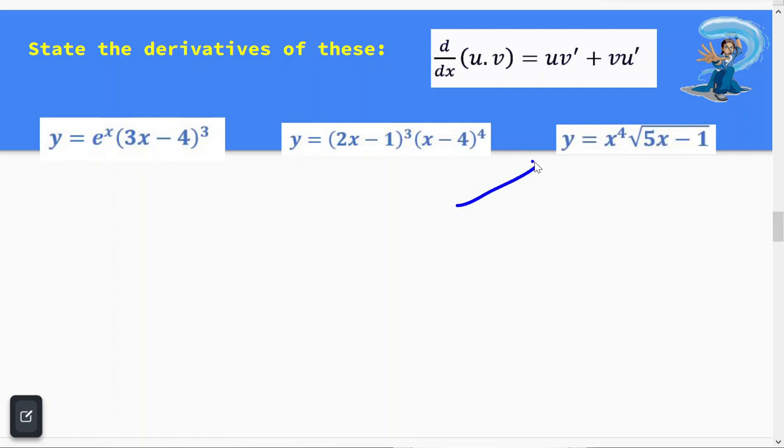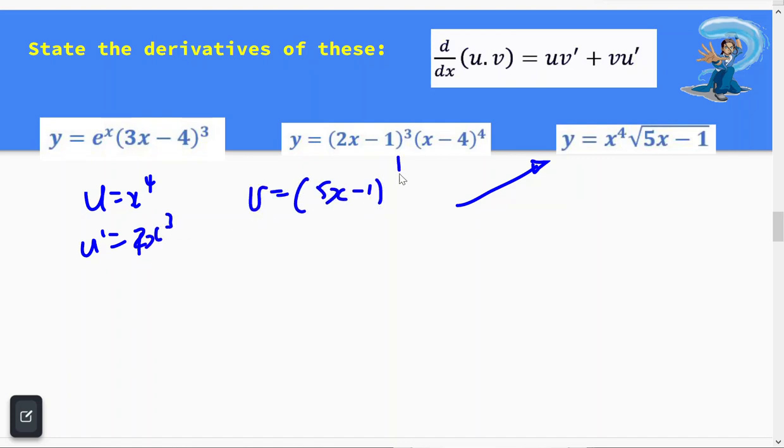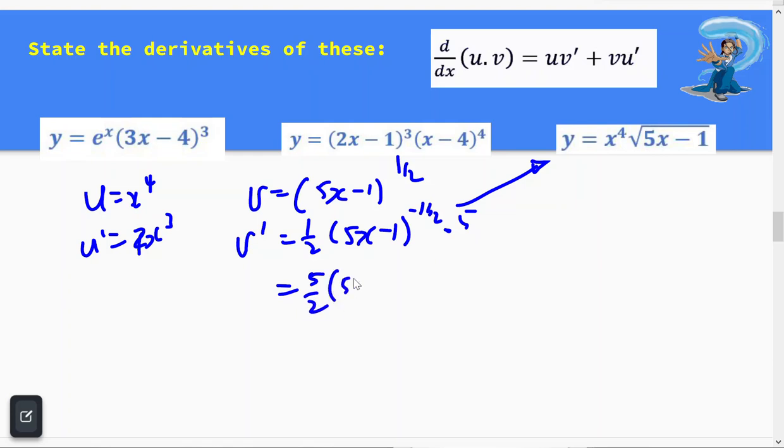Last example that I'll do, but of course I've got all the worked solutions, is this third one. u equals x to the 4, u dash equals 4x to the 3, v equals 5x minus 1 to the half, v dash equals a half, 5x minus 1 to the negative a half, and the derivative of the inside is 5, that's 5 on 2, 5x minus 1 to the negative a half.